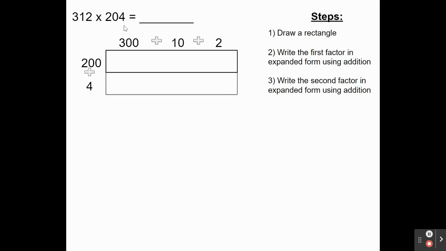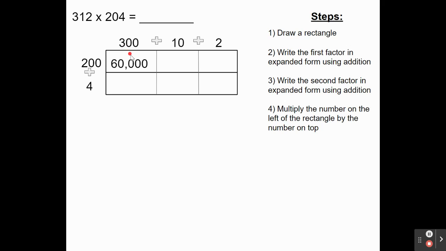We can extend the rectangle to make it a little larger so that we're able to have space to find the area of each of the smaller rectangles. Wherever we see an addition sign, draw a line to break our large rectangle into smaller rectangles. Now we're going to find the area of each of the smaller rectangles. We do this by multiplying the number to the left by the number on top. So this first rectangle, we can multiply 200 times 300, which is 60,000.